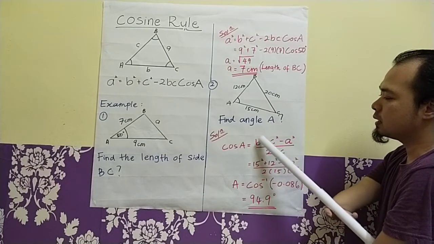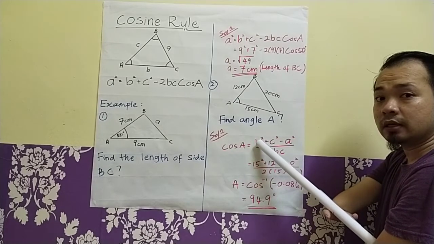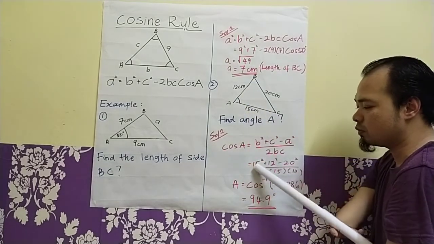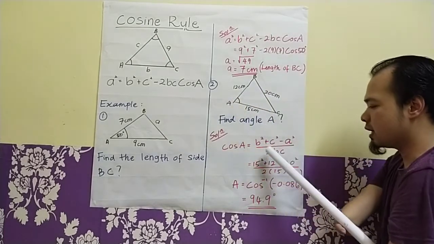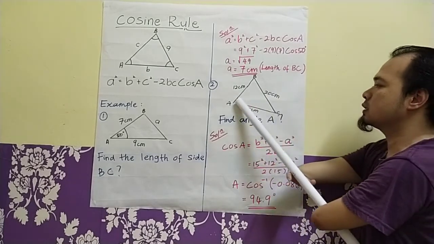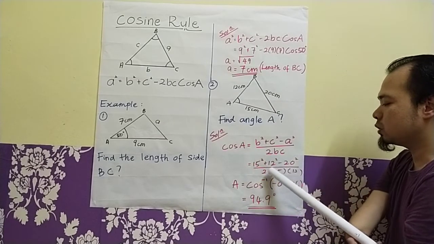Next, just substitute. Which one is B? Yes, 15 cm, so we put 15. Then C square. Which one is C? 12, so put 12. And then the last one, A. A is 20, so we put 20 over there, divided by 2 times 15 times 12.